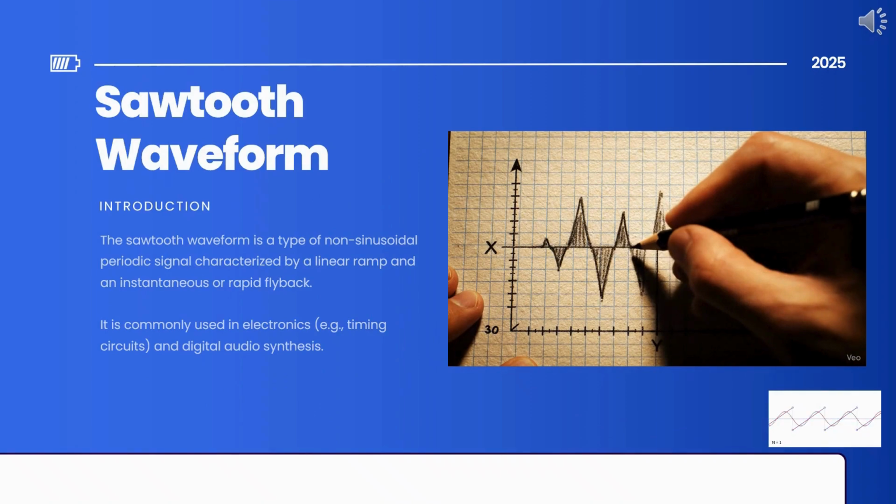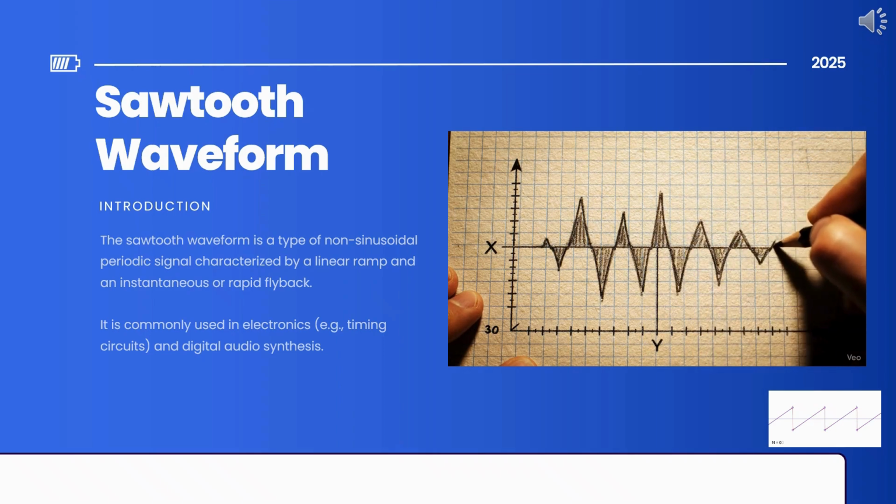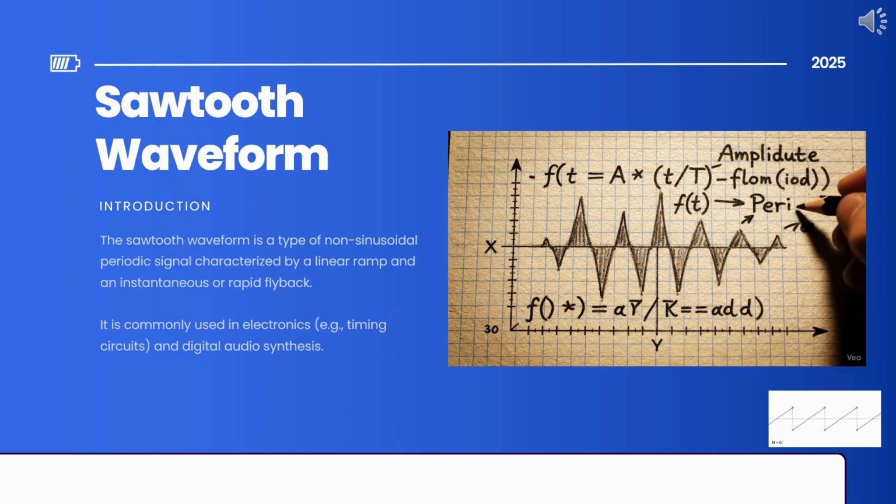To begin, what exactly is a sawtooth wave? It is a non-sinusoidal periodic signal defined by its distinctive shape, a linear ramp followed by an almost instantaneous flyback to its starting level. This waveform is a powerhouse in engineering, widely used in everything from electronic timing circuits to digital audio synthesis for music production.